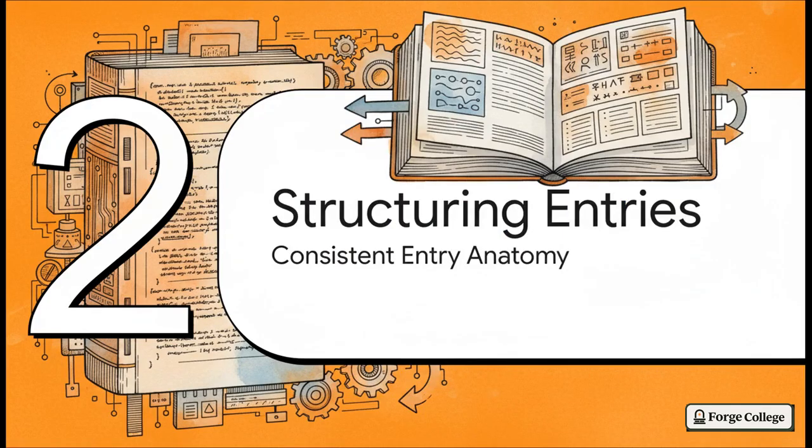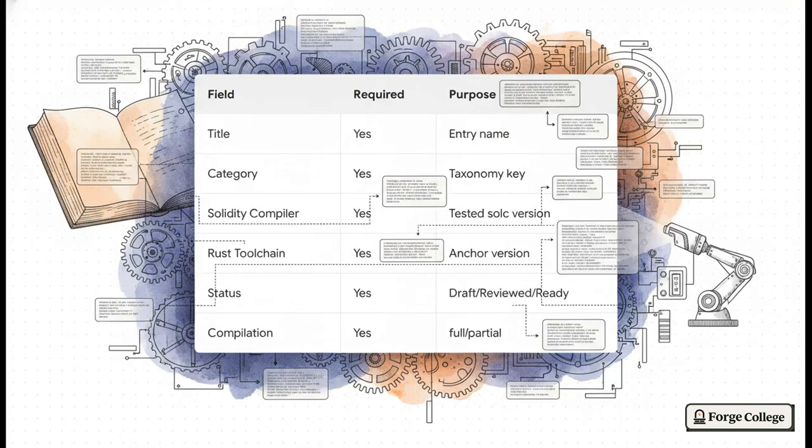Moving right along to Section 2, structuring your catalog entries. Look, a cookbook is pretty much useless if one page is formatted as a poem and the next is written in hieroglyphics, right? Every single entry must have an identical, machine-readable anatomy. They essentially act as indexed specification pages, which means they require strict metadata. What's the title? What's the category from our taxonomy?